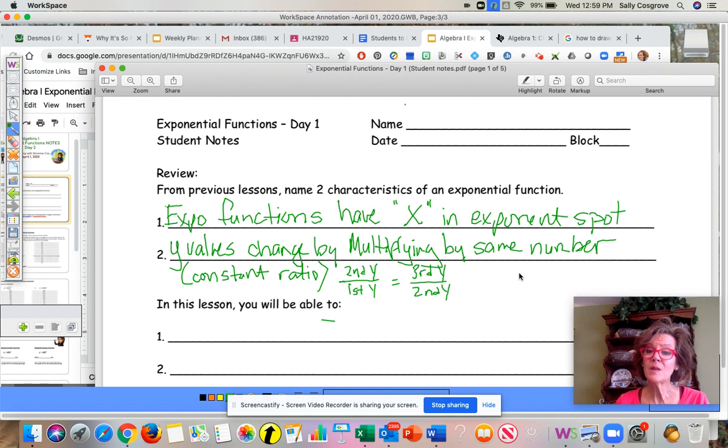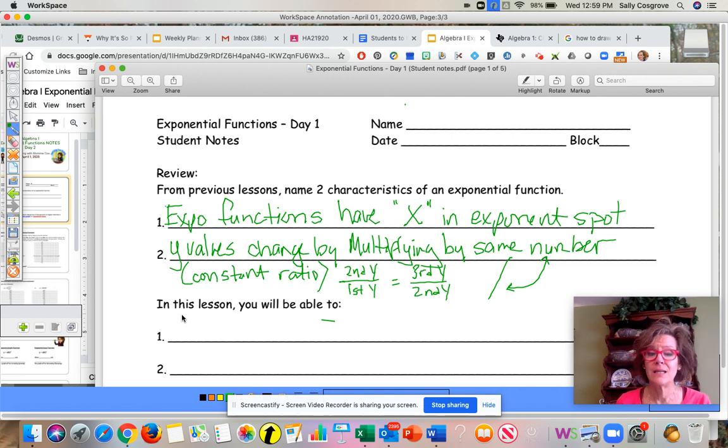Okay. We also, a third thing that we said is that exponential functions have a J-shaped curve. Not straight, like a line, not the U shape like a quadratic, but a J shape. Okay? Two things that we talked about a few days ago.